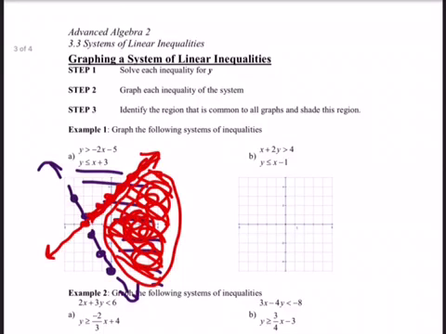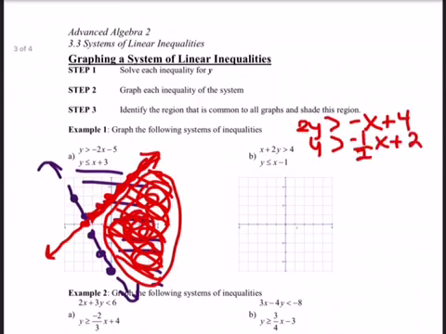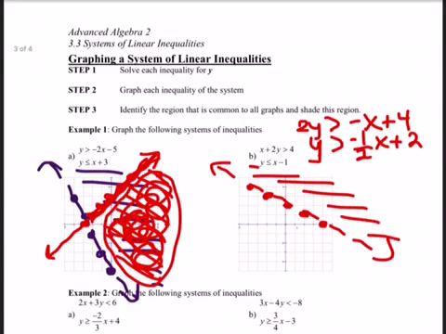Okay, so let's look at the second one. I'm going to solve this for y, so I have 2y is greater than negative x plus 4. So that's going to give me y is greater than negative 1/2 x plus 2. Okay, so I'm going to graph the dotted line. Down 1 to the right 2, up 1 to the left 2. It's going to be a dotted line, and I want all the y values that are greater than.